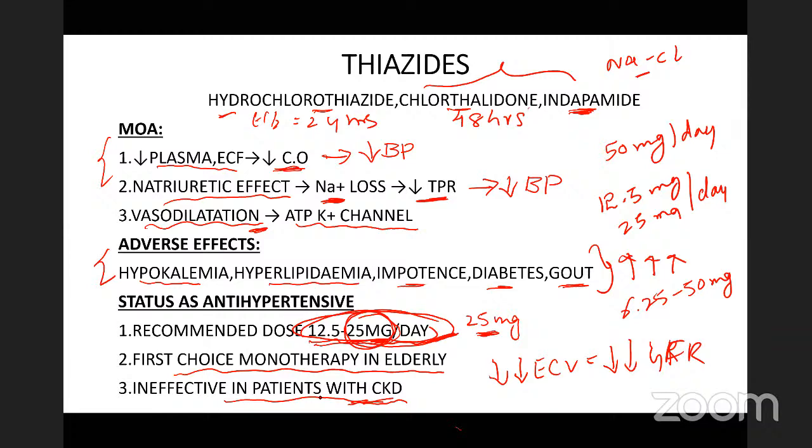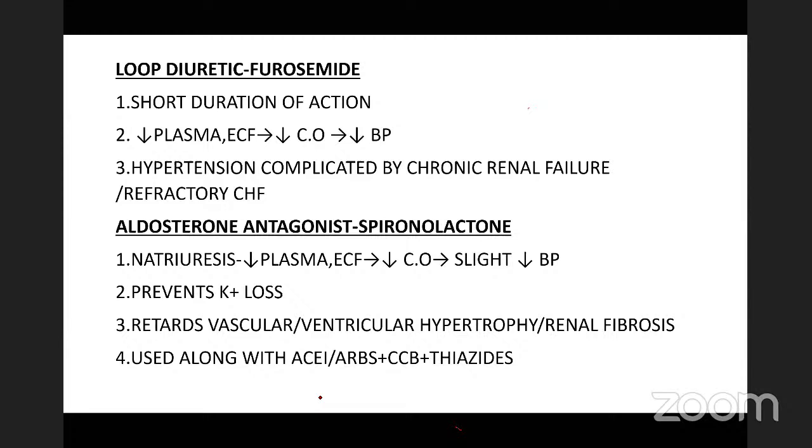Loop diuretics. Loop diuretics are basically weaker antihypertensives because they have a short duration of action. So that's why we are not using this drug except in case of a hypertensive crisis, where a rapid reduction of blood pressure is required. These drugs, by blocking the sodium potassium chloride co-transporters, decrease the plasma volume, decrease the cardiac output, and BP comes down.